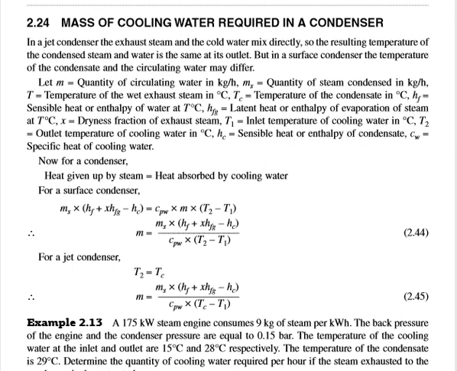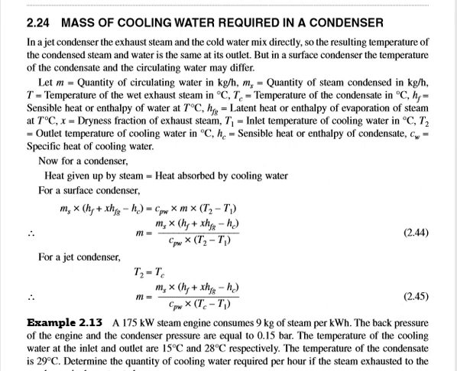In this case, what is the difference between them? The difference is only that instead of T2 minus T1, it is Tc minus T1 in this case. Tc is the temperature of the condensate, minus T1, and T1 and T2 are the temperatures of the cooling water.